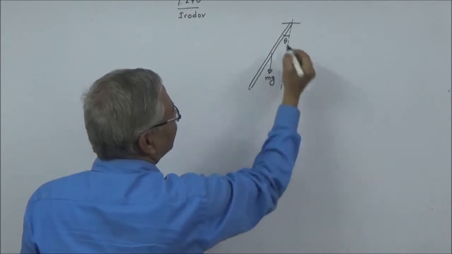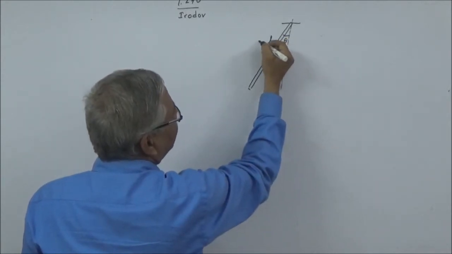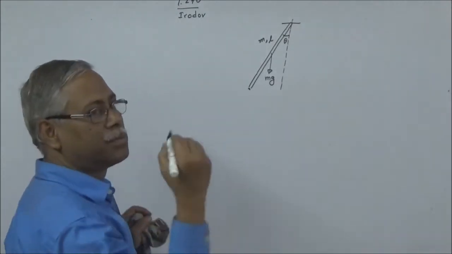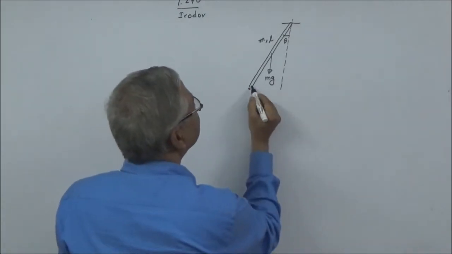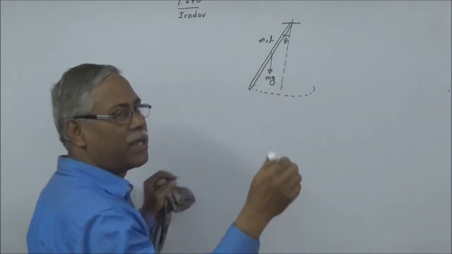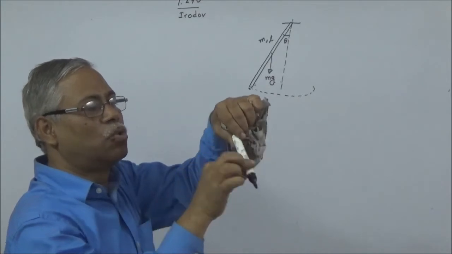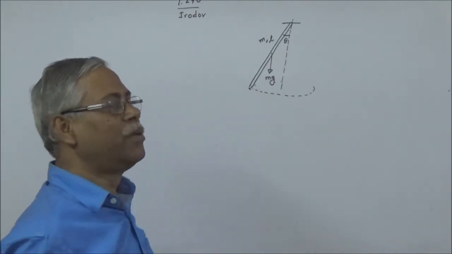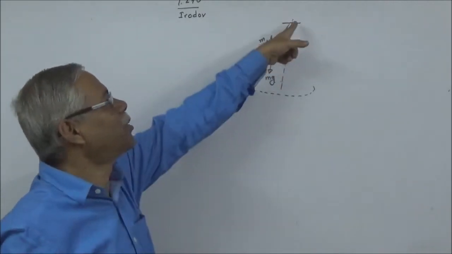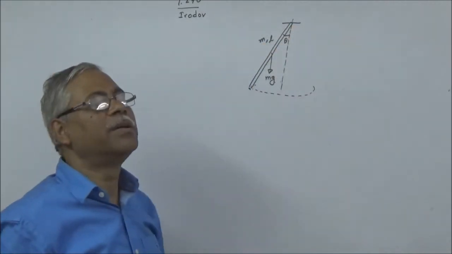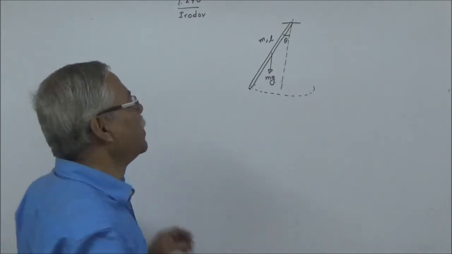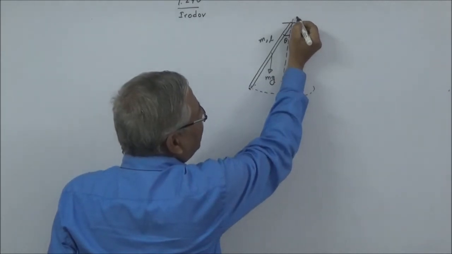The length of the rod is L, and the mass is m. So this is rotating, forming a conical pendulum, rotating like this. For equilibrium, you have to balance the torque exerted by mg about the point of suspension with the torque exerted by the centrifugal force.